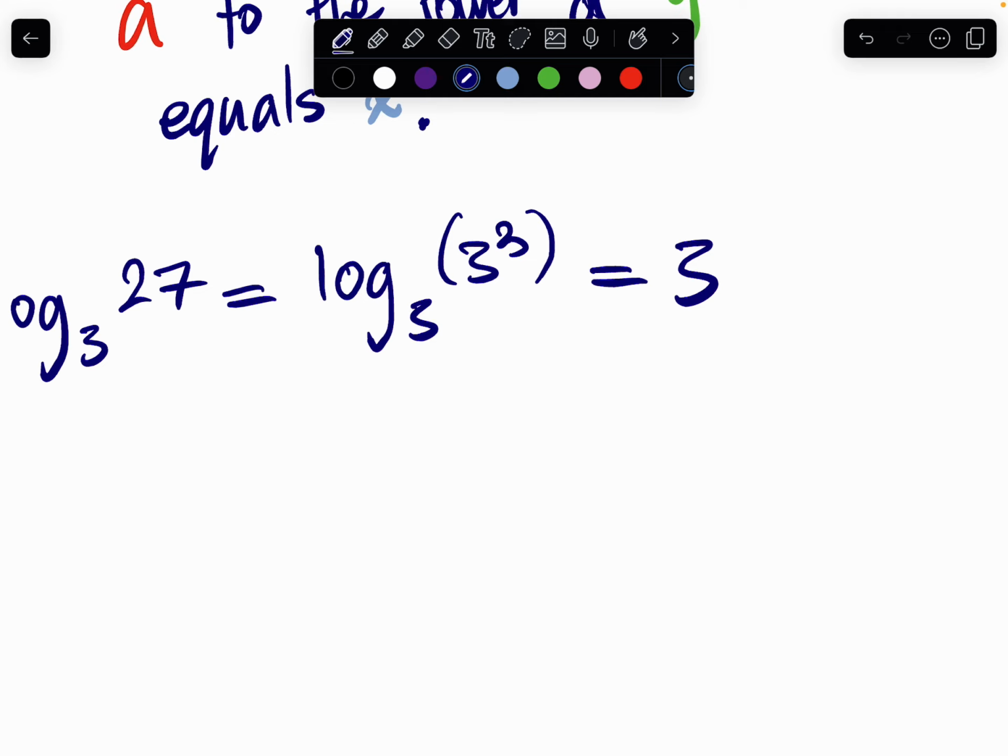I'm going to leave it at that for now. There's a couple more things, but that pretty much introduces the topic of logs.